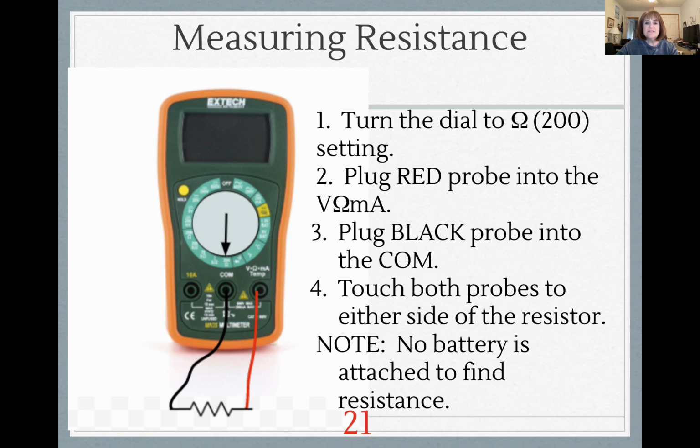To measure resistance, you turn the dial to 200 ohm. The red cord stays in the V ohm amp, and the black cord goes into the COM. That's your ground wire. You will then touch this to either side of the resistor, but notice there is no battery attached. You're not doing this to a circuit that is on.